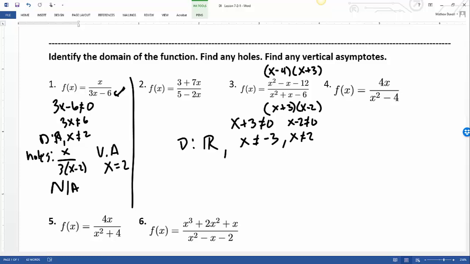Now any holes? So for the holes, is there anything that cancels out? The x plus 3's cancel out, so that means this one is a hole. And then the vertical asymptotes is what's left.